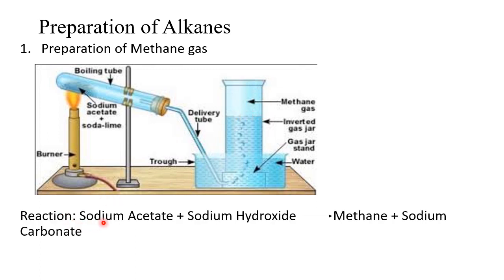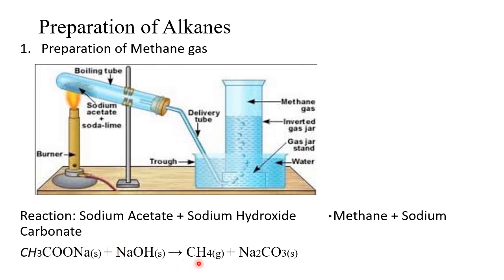The reaction, this is the reaction here: sodium acetate plus sodium hydroxide to do what? To produce methane gas and sodium carbonate. Alright, so this is the chemical equation for this reaction. Okay, so this is how you prepare methane gas.